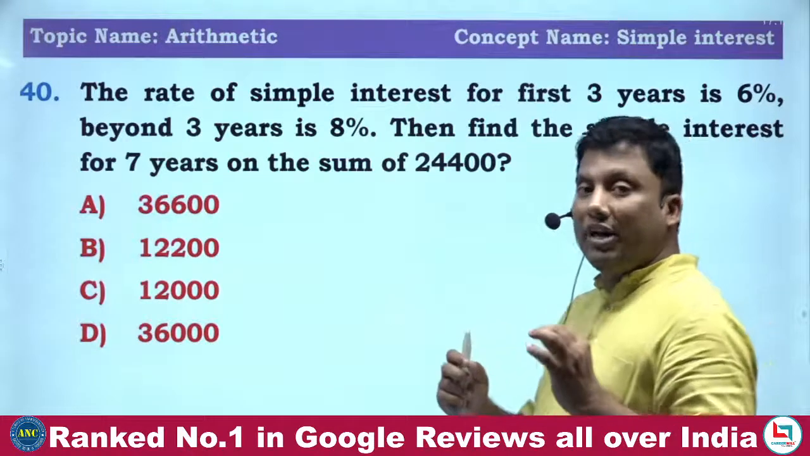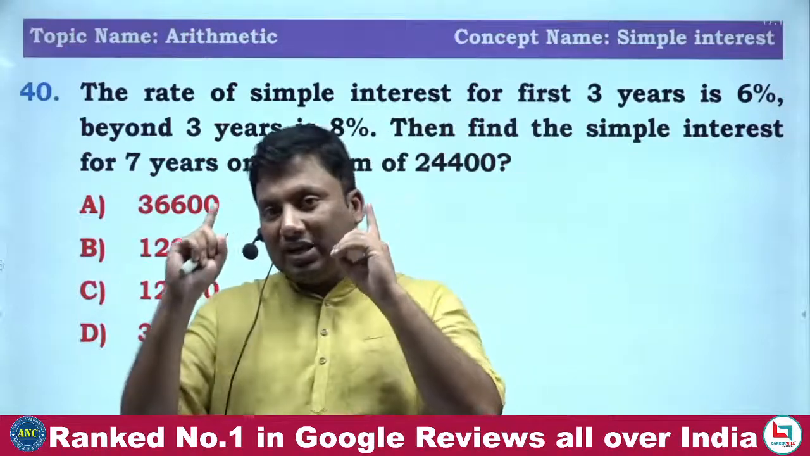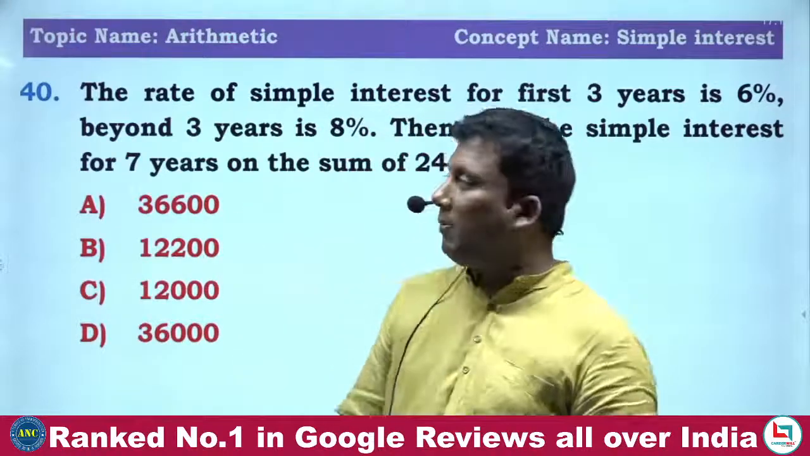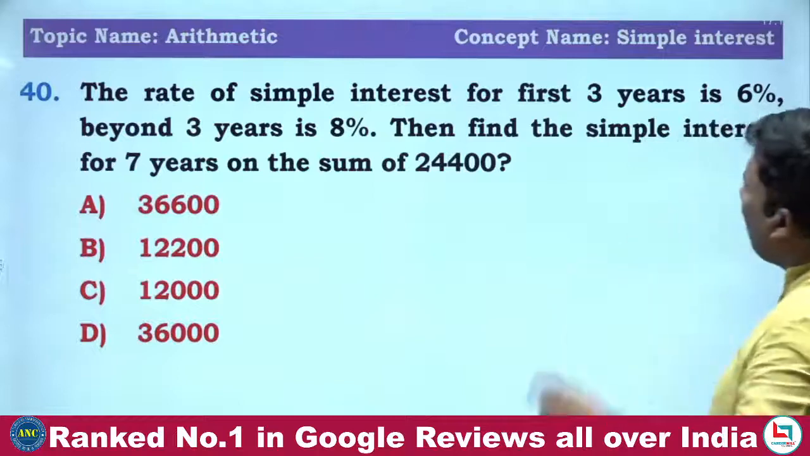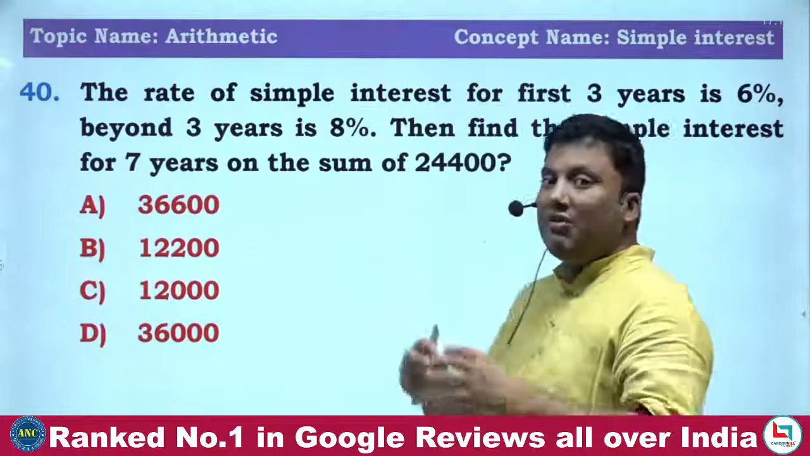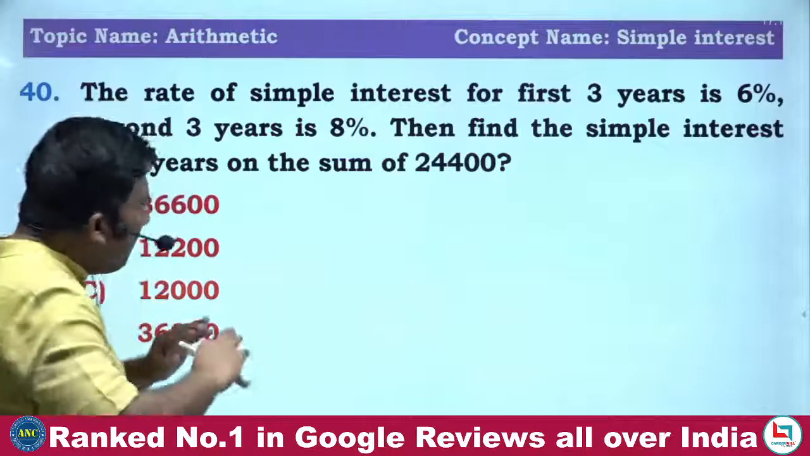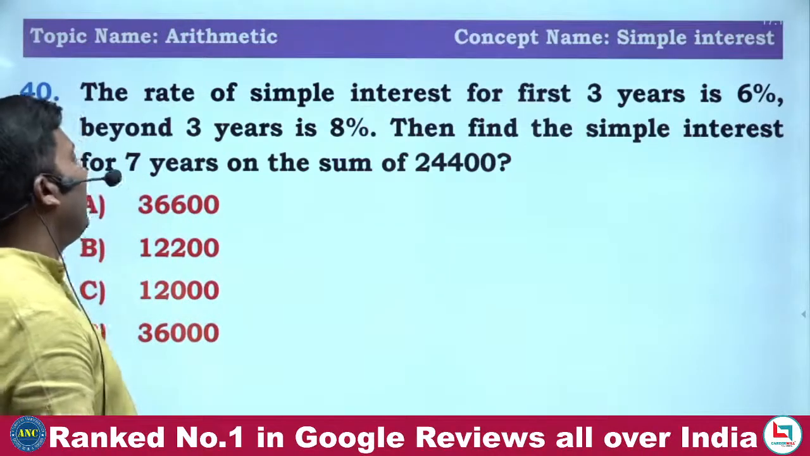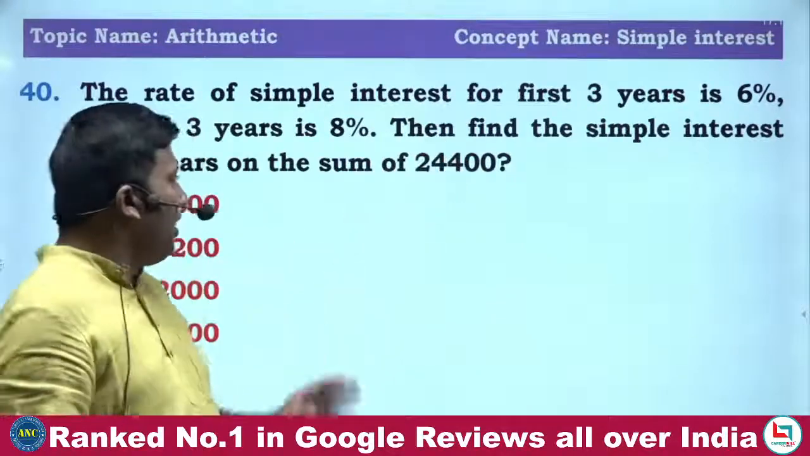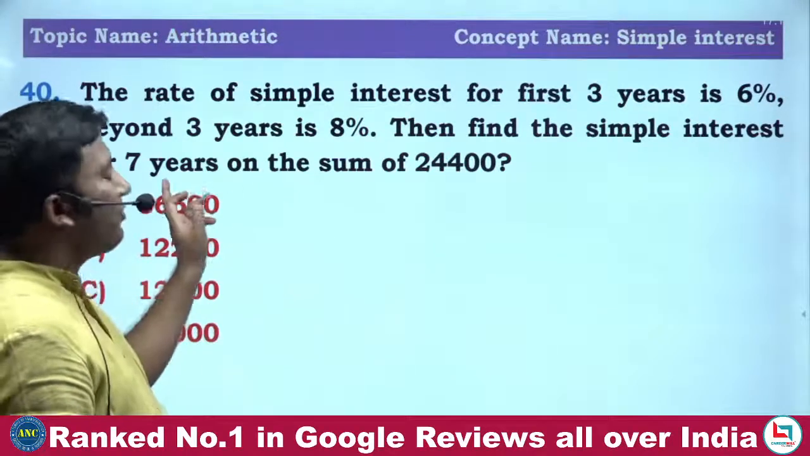Now listen carefully to another model. In the previous question, what is the learning? Make the principal remain the same for every year. Now the question: simple interest, for the first 3 years the rate of interest is 6%. Beyond 3 years, it is 8%. First year, second year, third year, it is 6. Beyond 3 years, it is 8. Find the simple interest for 7 years.